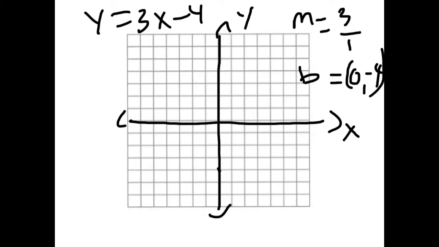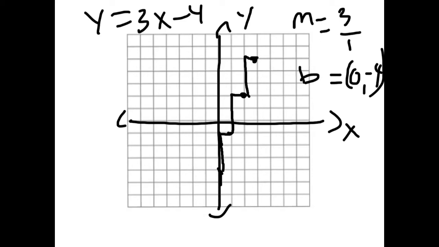That means from this spot, because my slope is positive, I am rising 3. So I'm going 1, 2, 3, and I'm going over 1. And then I'm rising 3 and going over 1, and rising 3 and going over 1. And so that's going to, again, I'm not going to have my steps in there.